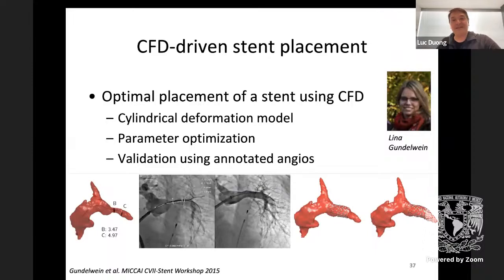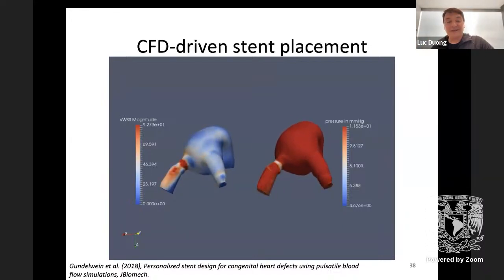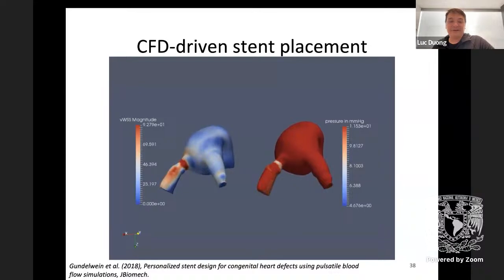We have also done some work on stent placement using CFD and cylindrical deformation models, and we optimized the parameters. What is nice is that we can generate all sorts of CFD-based visualization, including the distensibility of the vascular structure. Here you can see the stenosis of the pulmonary arteries, and you can see the pressure and also the wall shear stress of the vessel. So that allows us to provide cardiologists all sorts of visualization that they can use to better understand their patient even before seeing the patient.